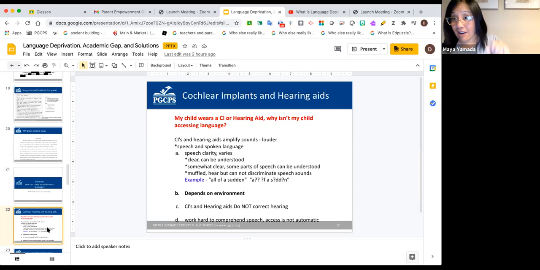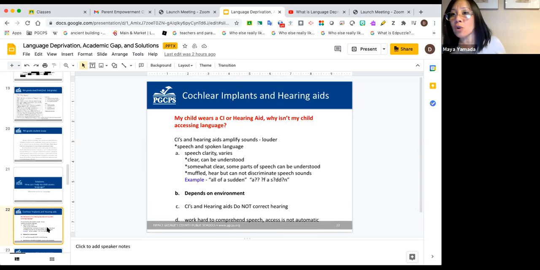When I put my hearing aid on, I hear better. Sounds are amplified. And voices are amplified. And sometimes the voices are clear to the point that I can understand and I don't need the sign language. But then there are other times when my hearing aid allows me to hear, but I can't understand clearly. The speech sounds are muffled. I can't make out the sound. So I hear.